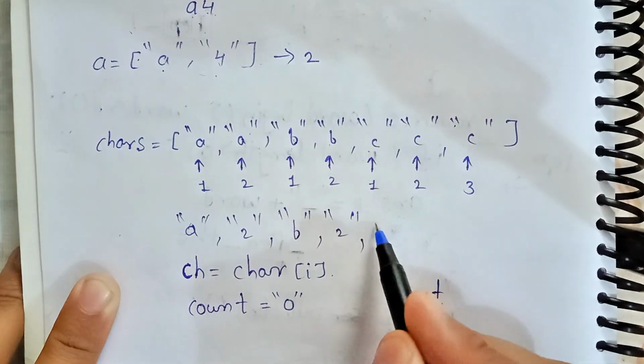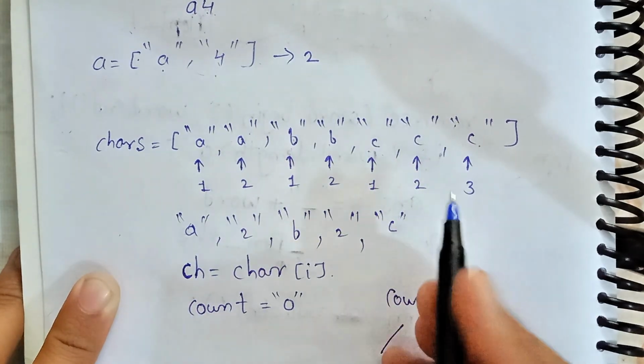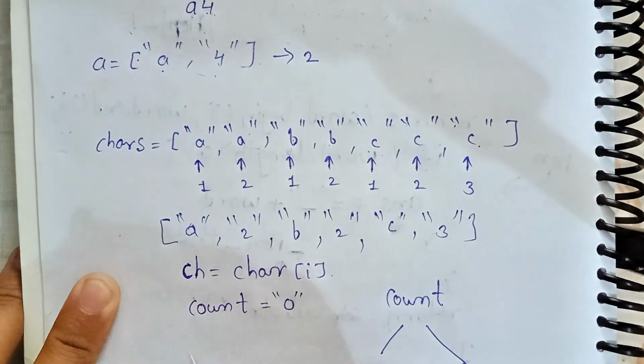Here comes C. We first write C. Then how many times does it come over here? It comes 3 times. Then we will write 3 over here and close this string.